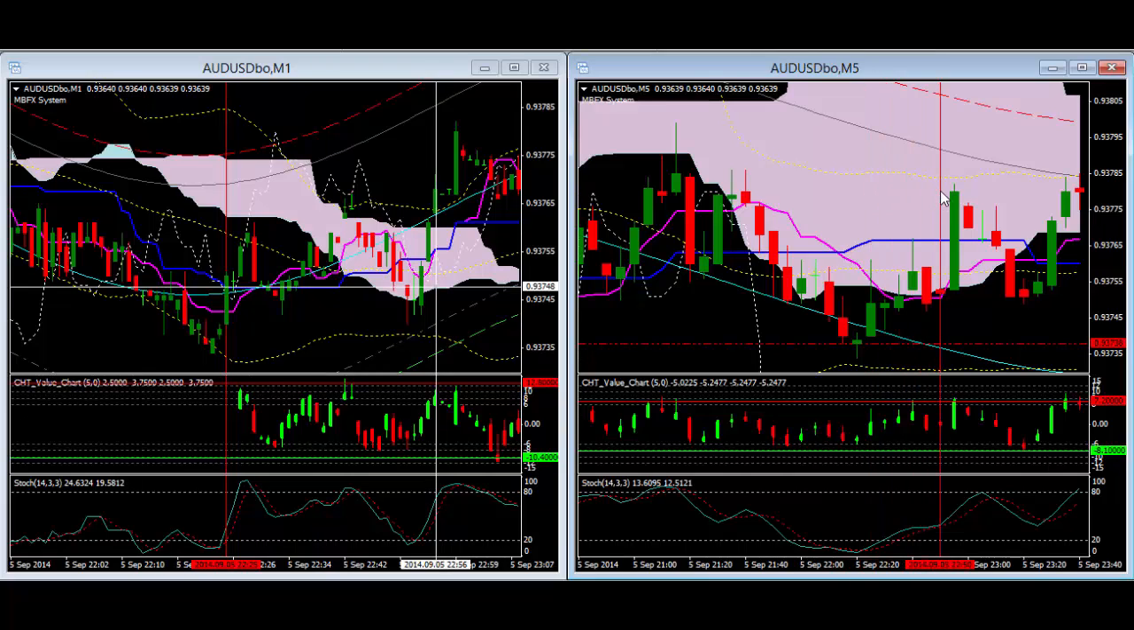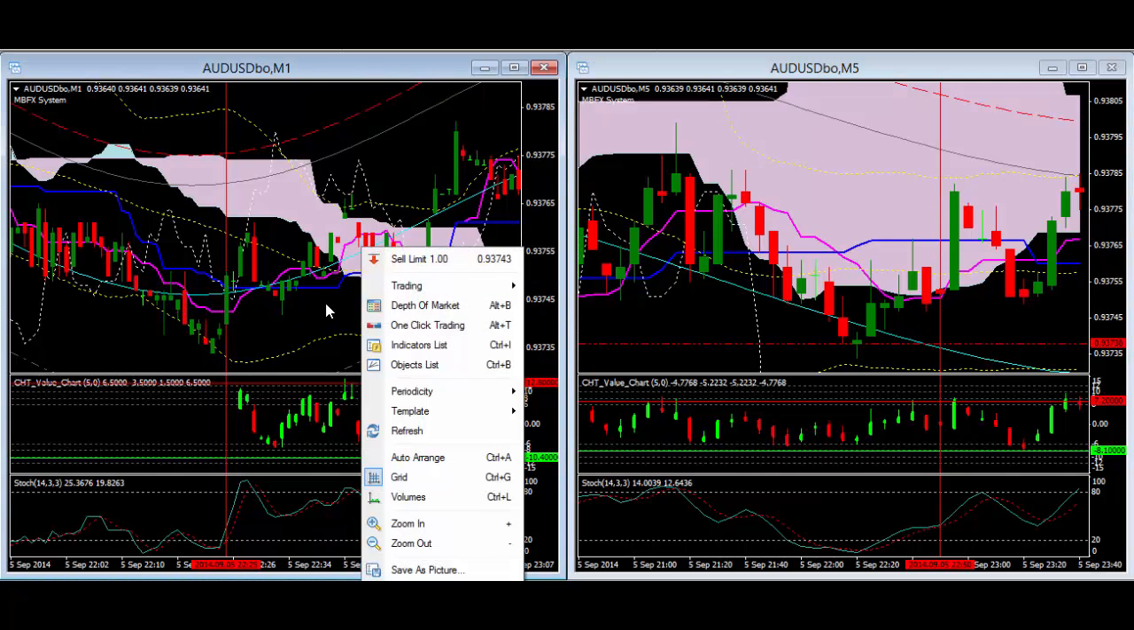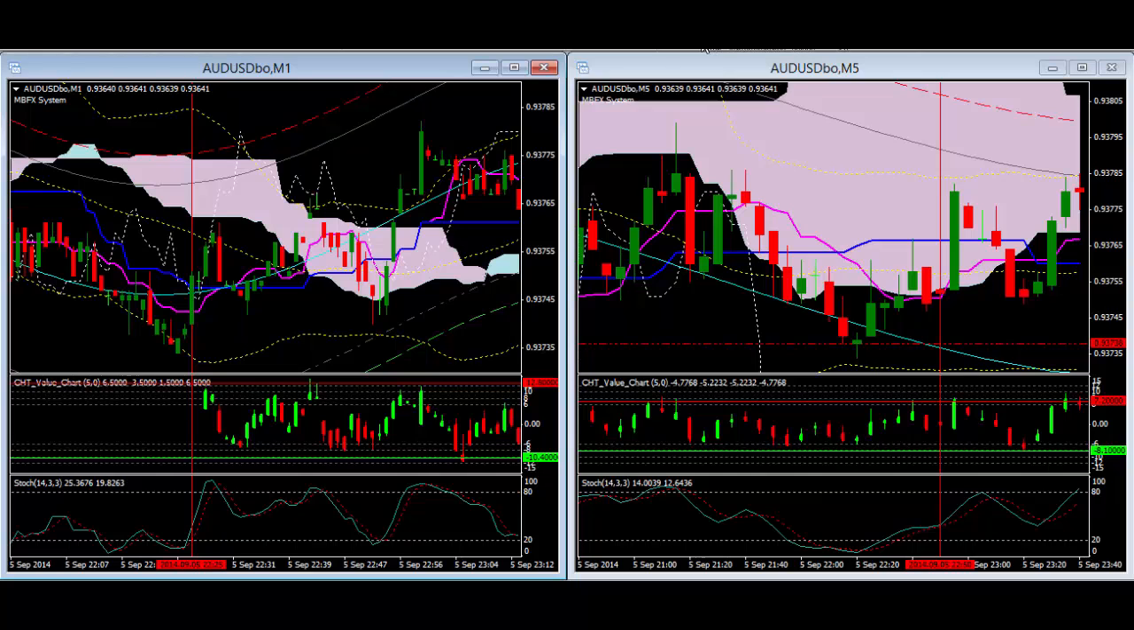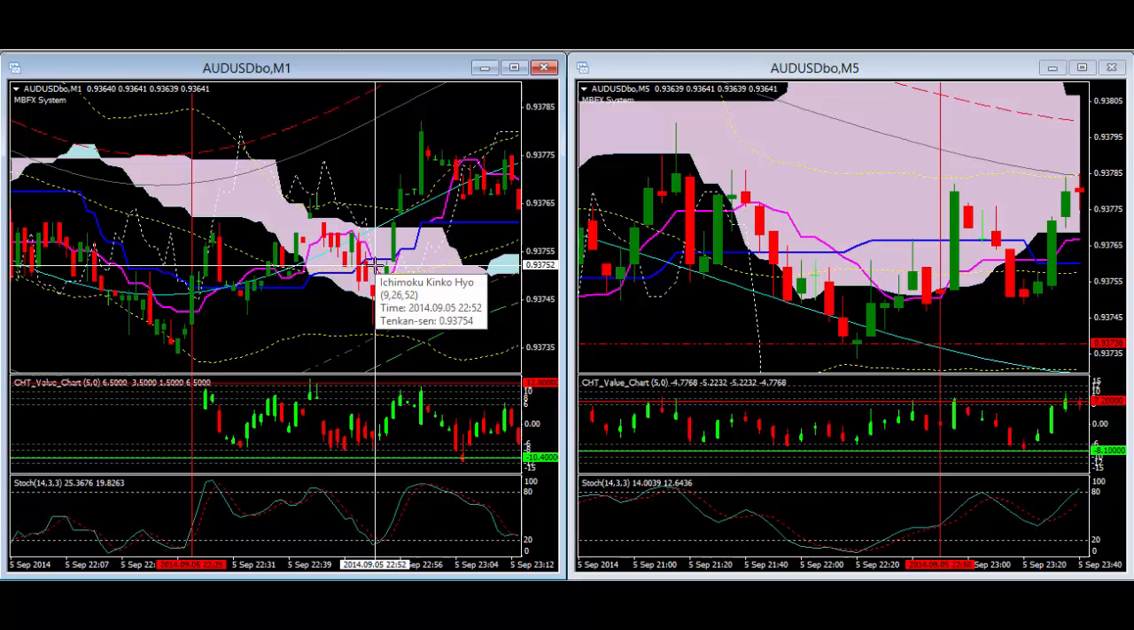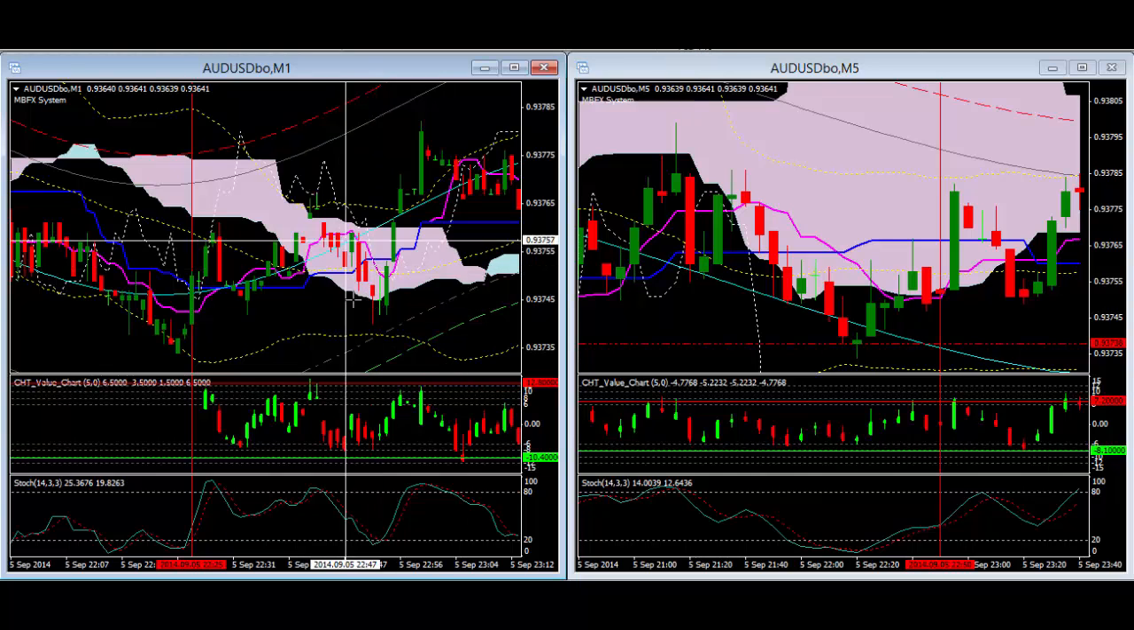This candle. Okay, so what happened here? Let's see. Why would I take this trade? The price started too far from Tenkan, ended too far. I wouldn't have taken it here. I would have taken it here.